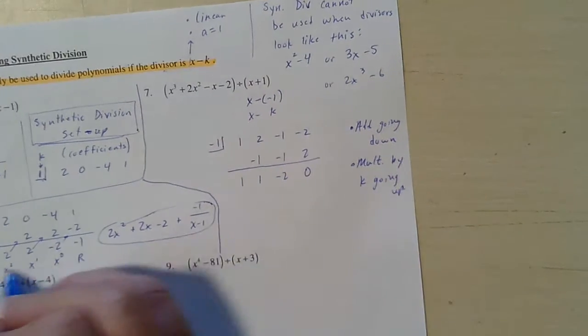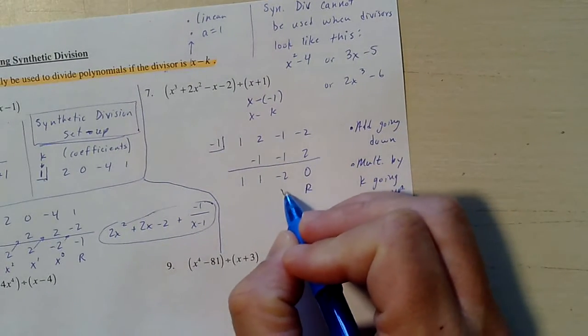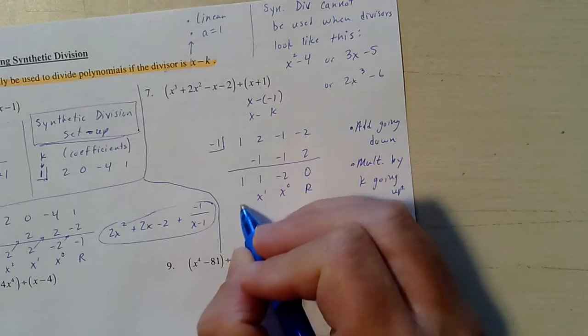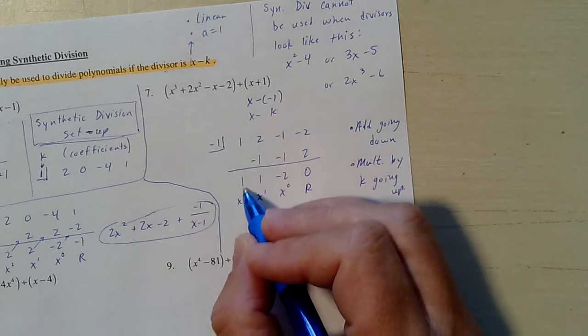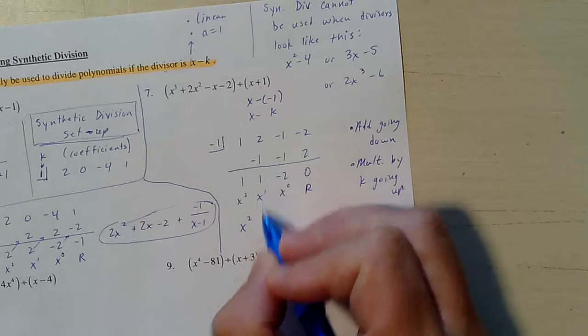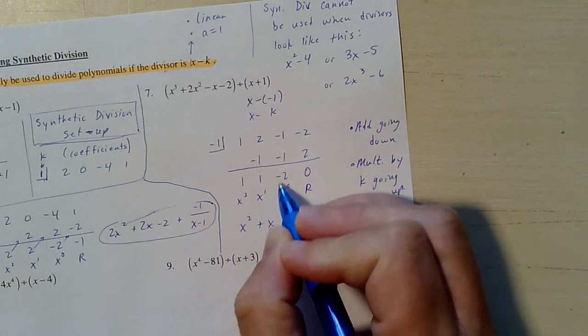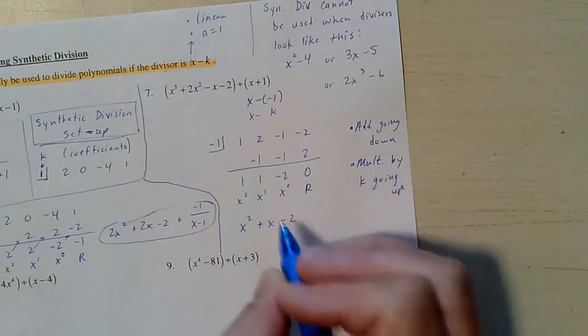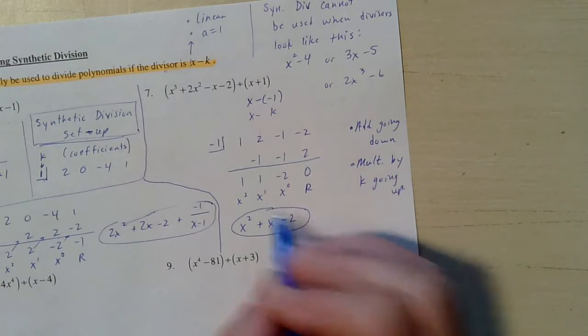So again, if you want to keep doing what I did here, remainder, constant term, x to the 0, x to the first, x squared. So my coefficient of the x squared term is 1. So I'm going to say 1x squared plus 1x minus 2, no remainder to report. So my answer is here.